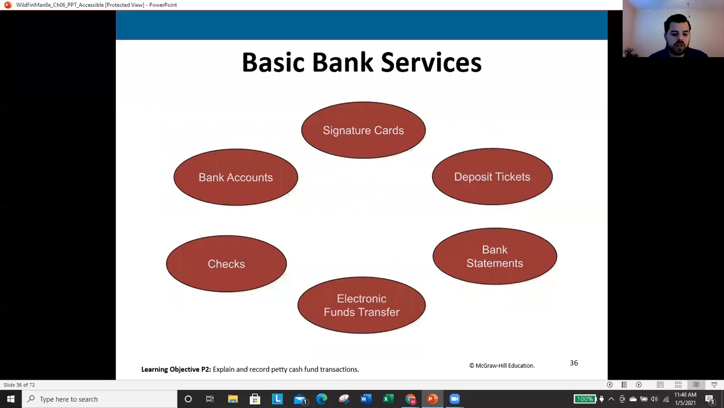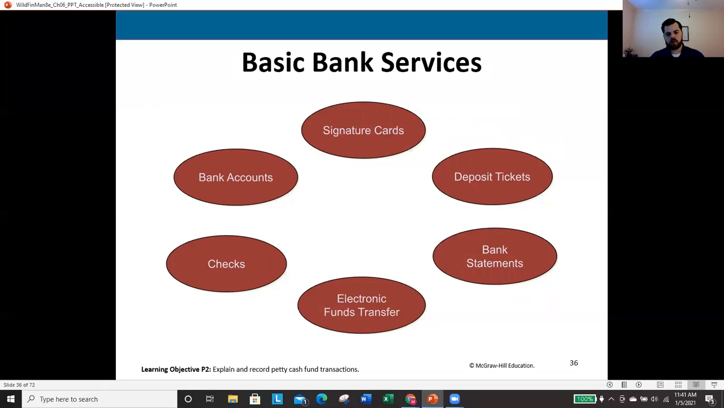So now when we talk about banks, who are of course a large part of our internal controls and a large part of keeping our cash secure, we need to understand what banks actually do for us. So of course banks give us things like signature cards and bank accounts, print checks for us, and can run EFTs, but they also give us bank statements.